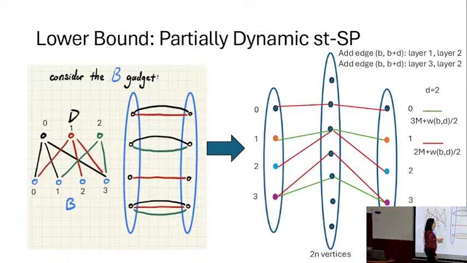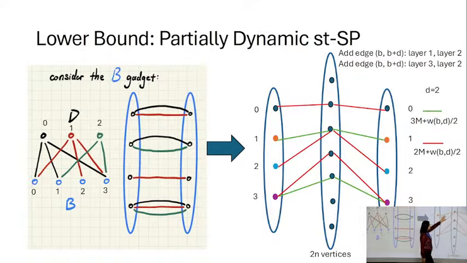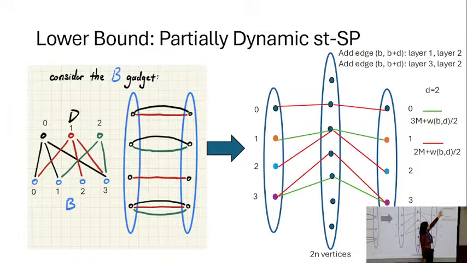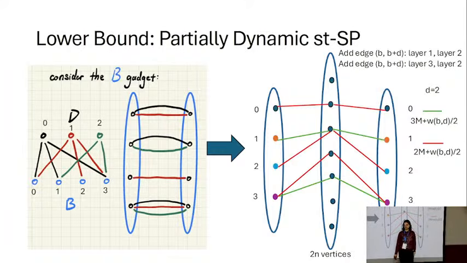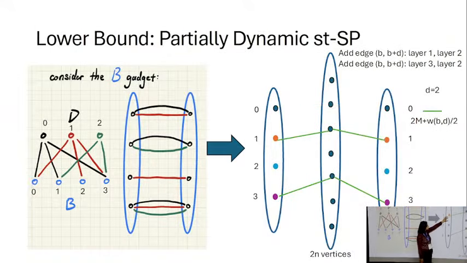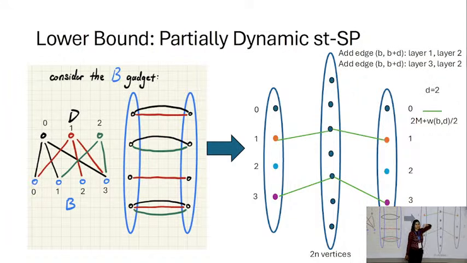Okay, so one thing I have to say: what weights do you add to these green edges? You add whatever D you have considered, D plus 1 times this N plus weight of BD over 2. So let's go back. We are adding these edges from B to B plus D and then going back to B. And the weight that we are adding is (D plus 1) times capital N plus weight of BD over 2.